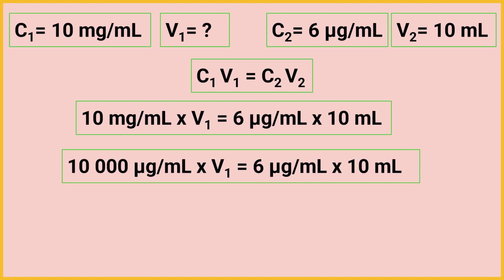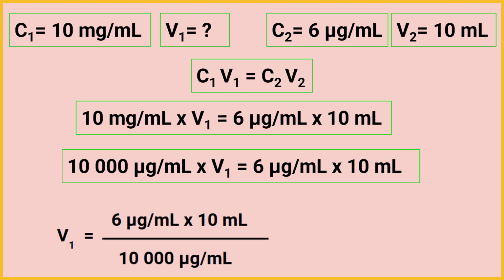We can make the units of concentration the same on both sides of the equation. 10 milligrams per milliliter, which is our C1 variable, is equal to 10,000 micrograms per milliliter. Now we can solve for V1.